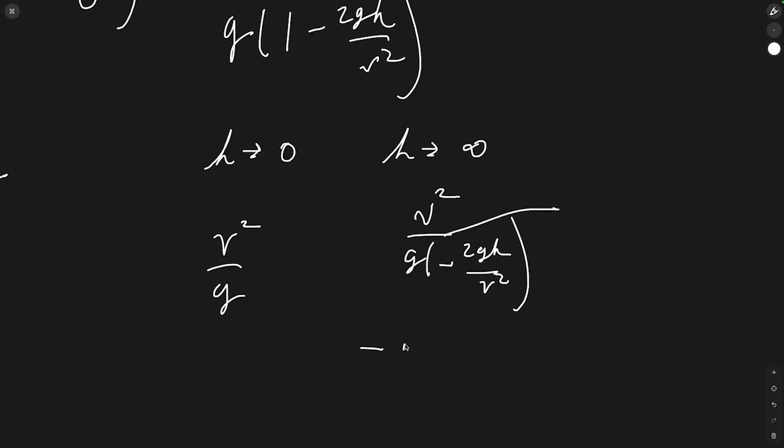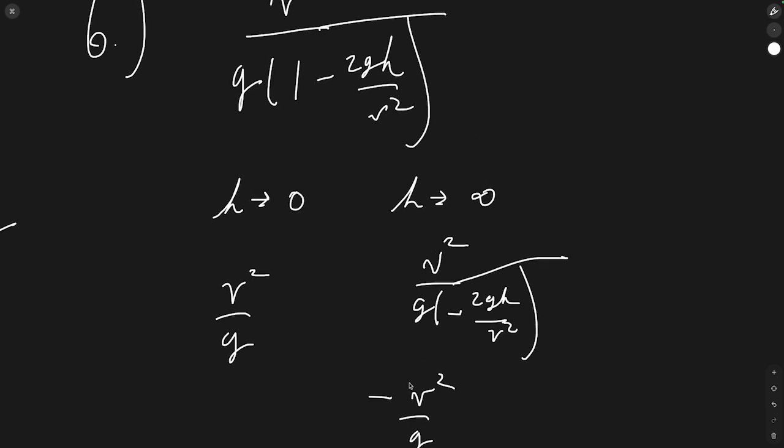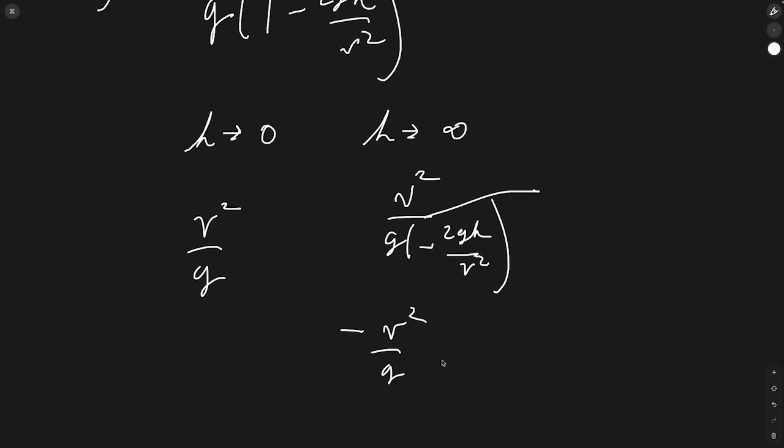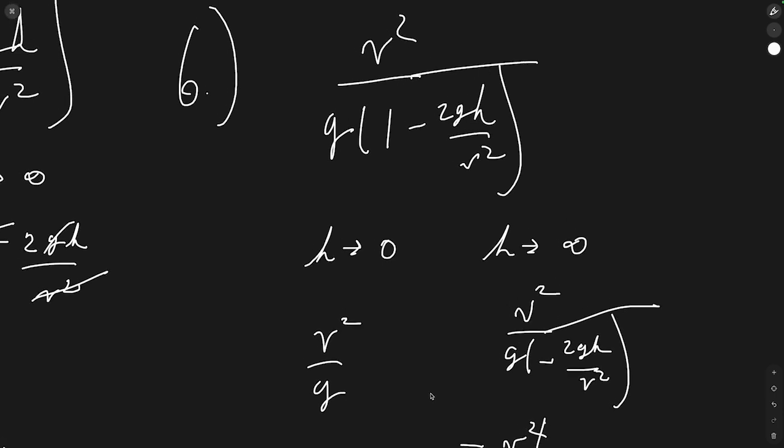Well, we have a negative sign, v squared over g. And then we have a v squared on top, so v to the fourth, and a 2gh on the bottom. We have a negative value. Why would the ball go backwards if the height goes to infinity? I'm not a huge fan of that.